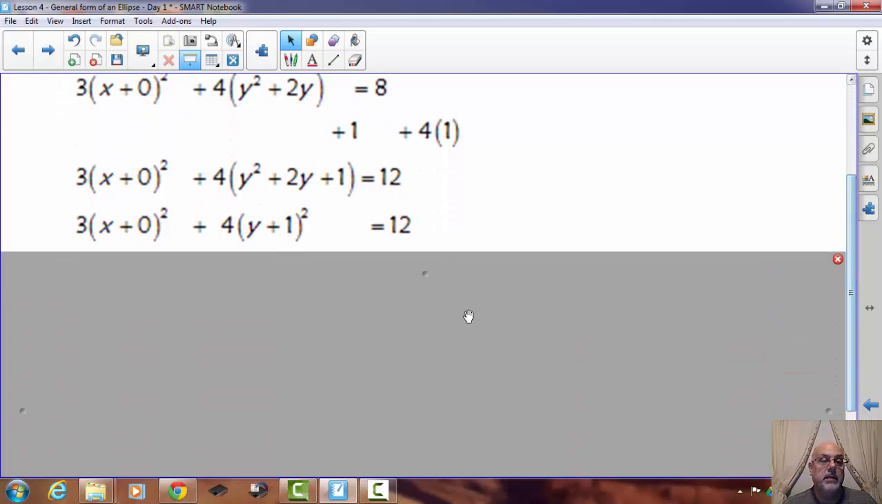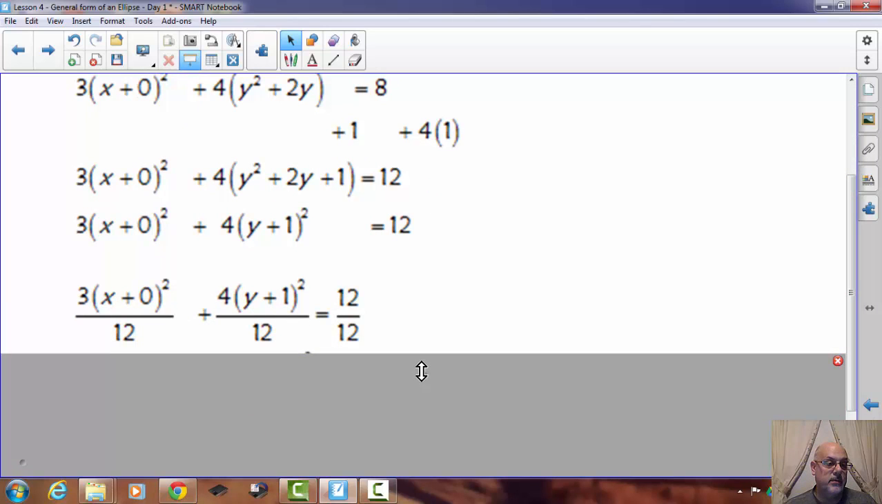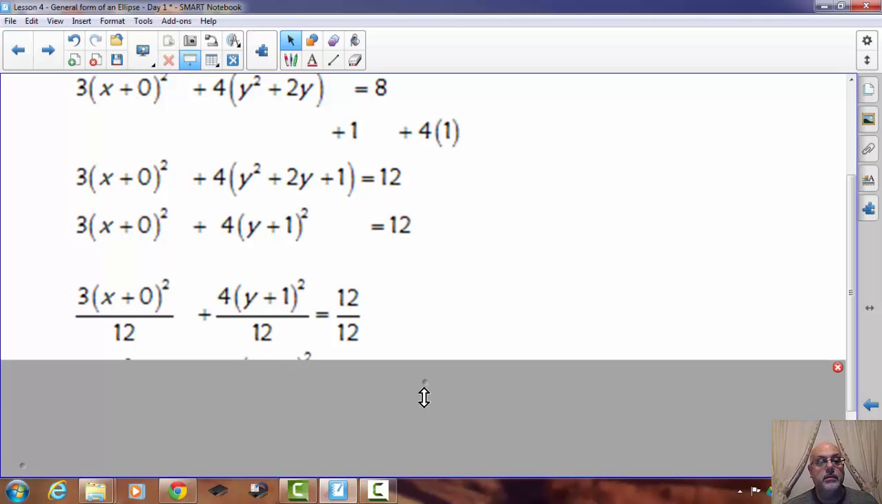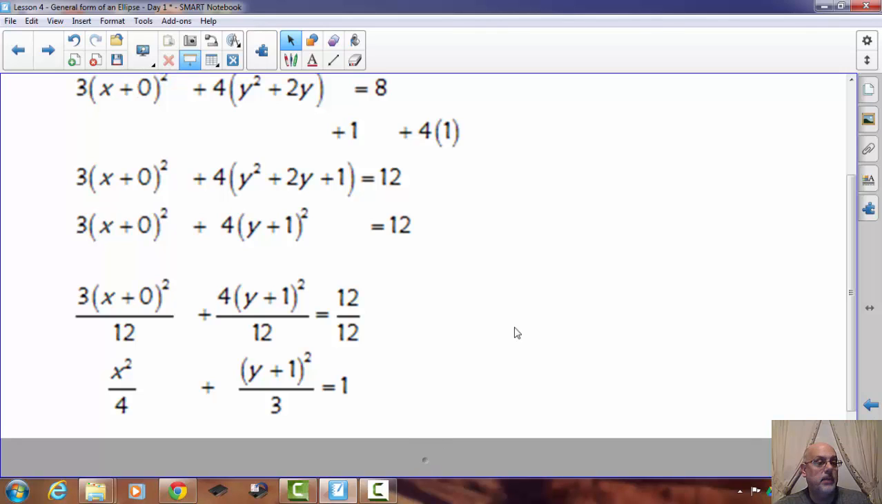Now we're coming down to the end of this problem, and you've got to divide everything by 12. 12 over 12 is 1. So 3 over 12 and then 4 over 12. So since it's x plus 0 squared, we could just write x squared. And 3 over 12 is 1/4. You have the y plus 1 squared, and 4 over 12 is a third. So there's the solution to that.